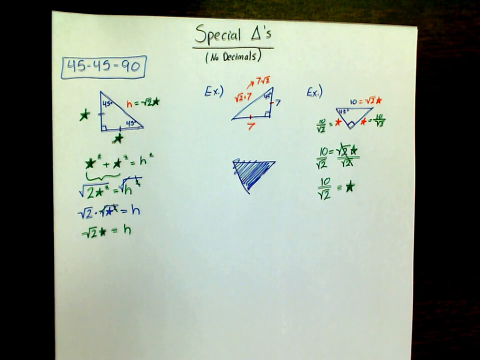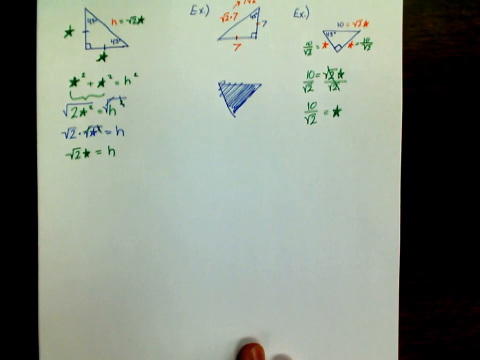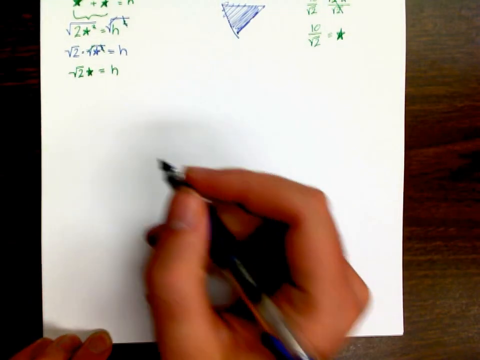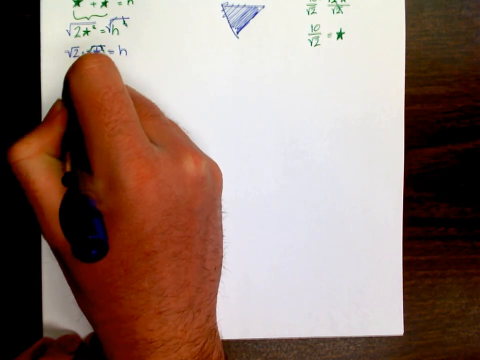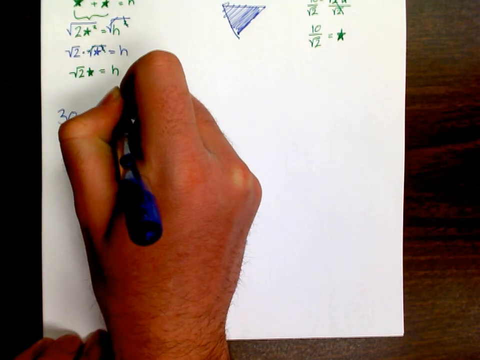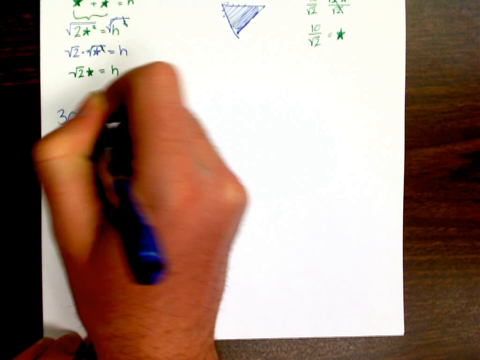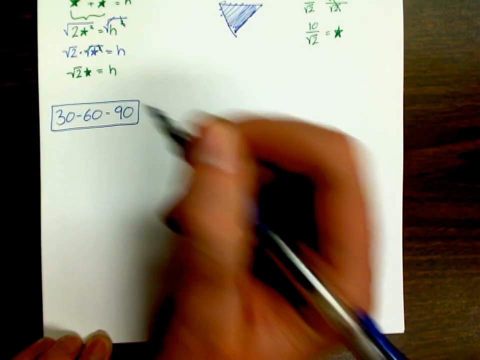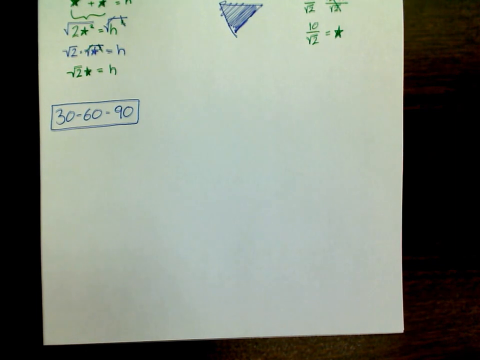Okay, we have another type of special triangle. And it is the 30, 60, 90 triangle. Okay, so again, these are referring to the angles.